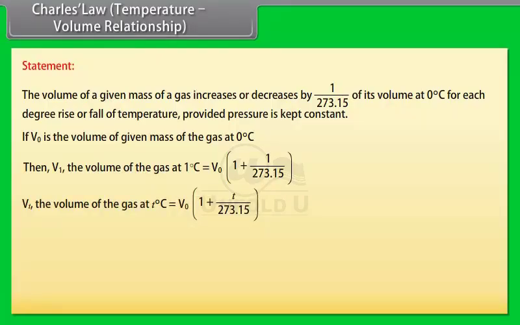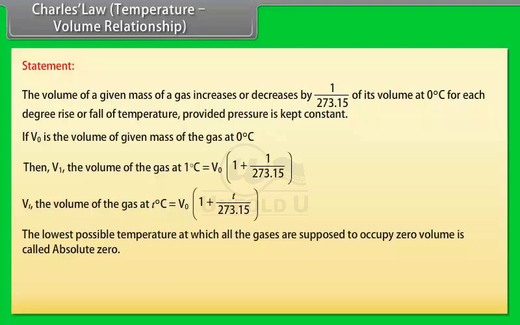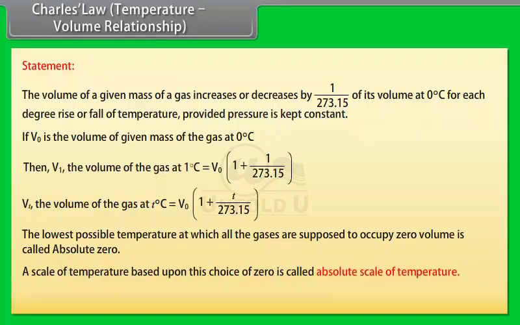Vt, the volume of the gas at t degrees Celsius, is equal to V0 into 1 plus t by 273.15. The lowest possible temperature at which all the gases are supposed to occupy zero volume is called absolute zero. A scale of temperature based upon this choice of zero is called the absolute scale of temperature. This scale is also known as the Kelvin scale of temperature.